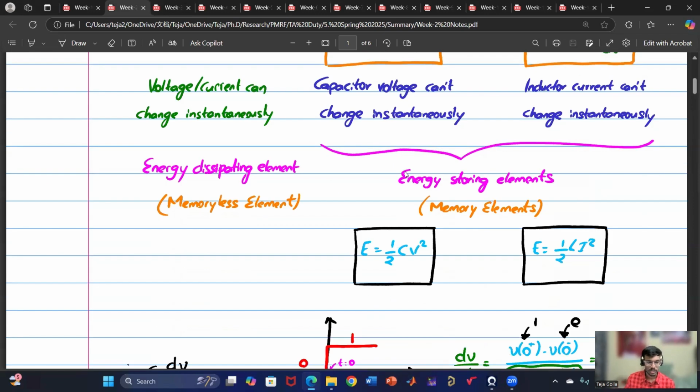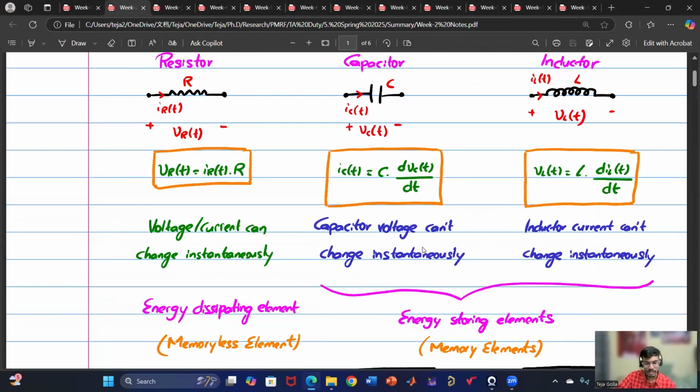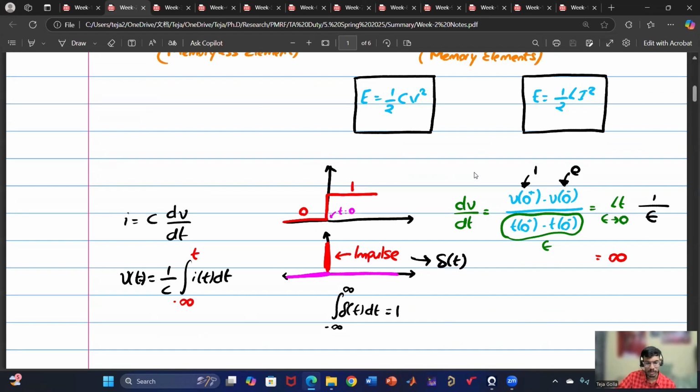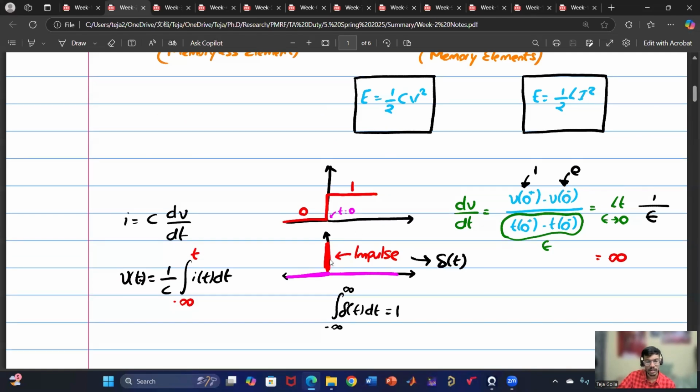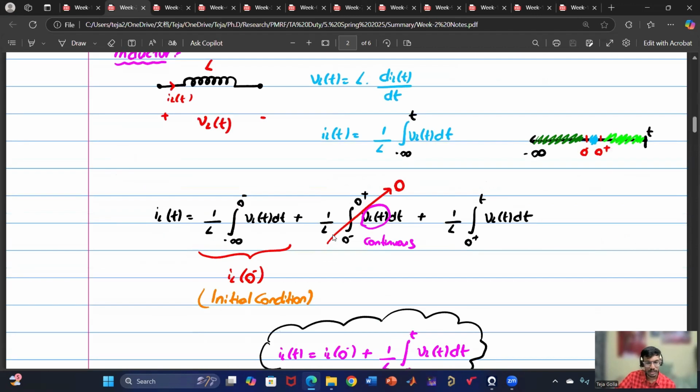And then we have also discussed which are energy storing elements and which are energy dissipating elements. Resistor is an energy dissipating element. Capacitor and inductor are energy storing elements because they are memory elements. Also, resistor is a memoryless element because it depends upon the instantaneous voltage or current. Whereas here we have an integral term, so it has memory. And then we have seen why it cannot change instantaneously, because in that case there will be an infinite impulse and that will damage whatever devices are connected. So that's why it cannot change instantaneously.